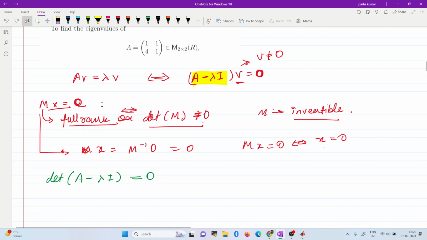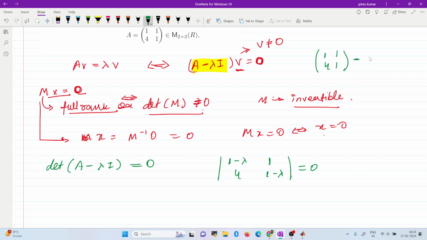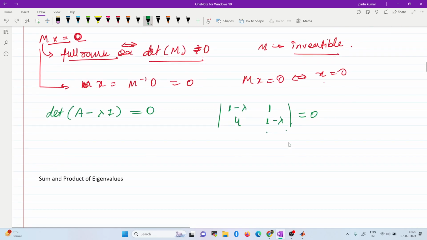Now what is my A over here? A is [1, 1; 4, 1]. So what we will try to solve is the determinant of [1 minus lambda, 1; 4, 1 minus lambda] is equal to 0. So how did we reach here? This is nothing but [1, 1; 4, 1] minus lambda I, which is [lambda, 0; 0, lambda]. So if you subtract, you will get 1 minus lambda, 1, 4, 1 minus lambda. So this is what we want to solve.